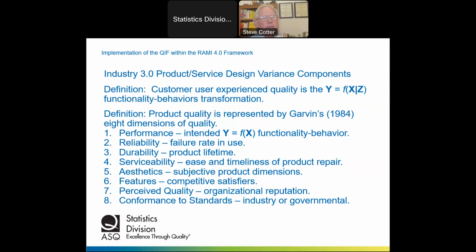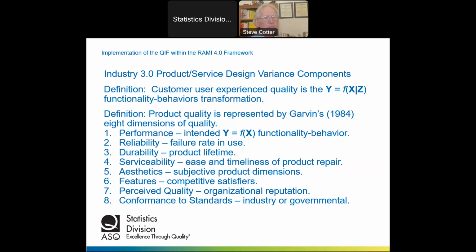First of all, the definition: customer user experience quality is y equals f of x, z, where x is the controllable variables, and z are either predictive or non-controllable, parental variables or covariates. But anytime we make the y equals f of x conversion, we implicitly have those z covariates that result in the true functionality behaviors transformation.